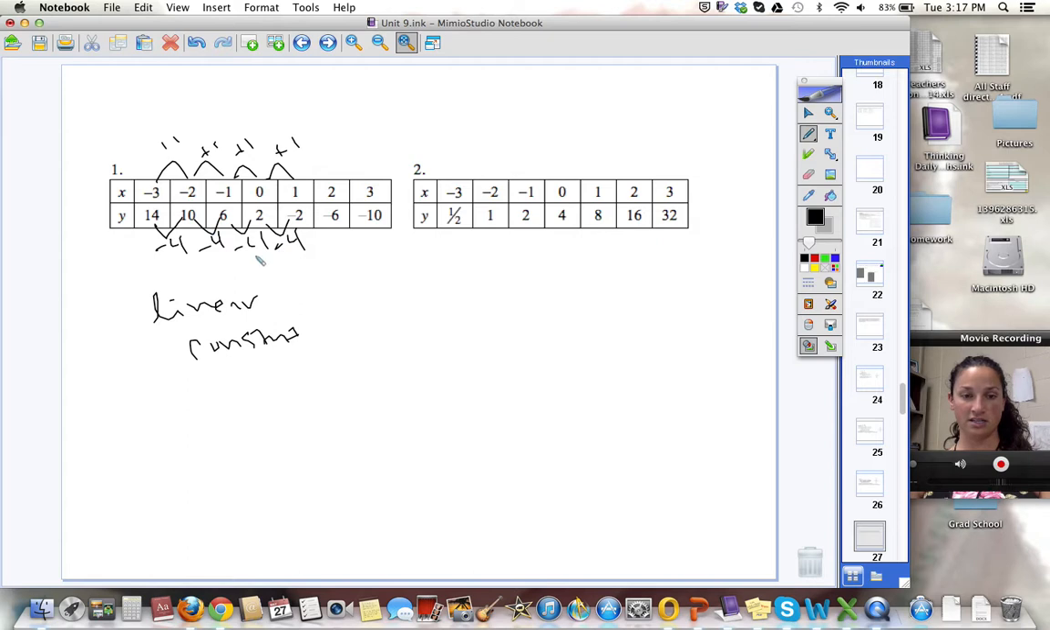Linear because it's constant. Over here, again, the x's I don't really care about. I'm adding 1 every time. So here, from 1/2 to 1, I can either say that I'm adding a half, but if I do that here, 1 plus a half would be 1 1/2. So it can't be adding. I know right off the bat it can't be adding because 1/2 plus 1/2 is 1, but 1 plus 1/2 should have been 1 1/2, so it's not adding.